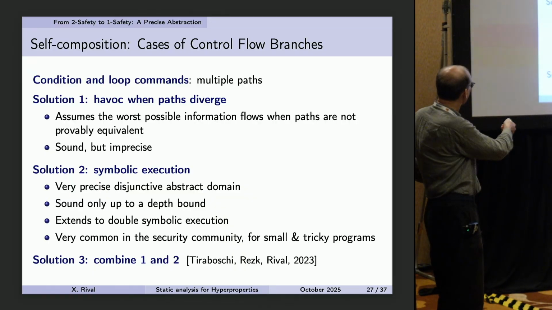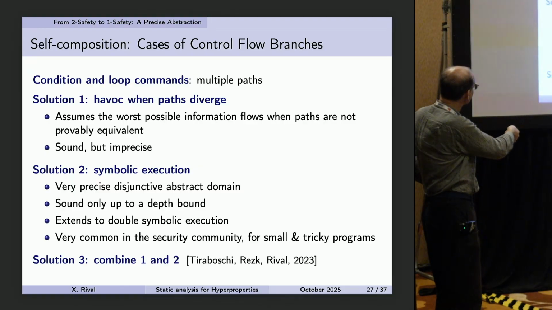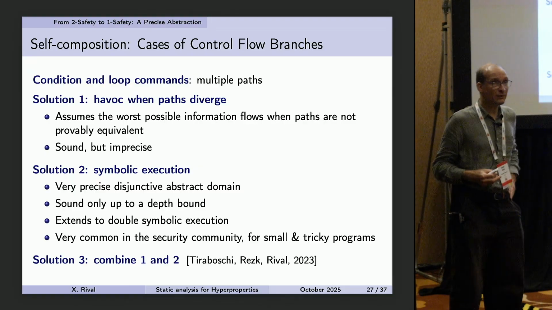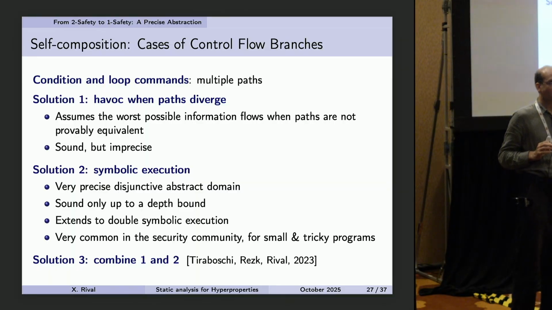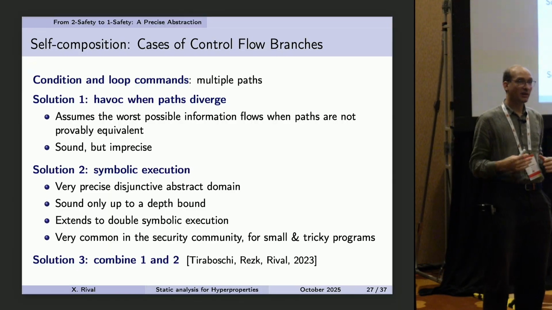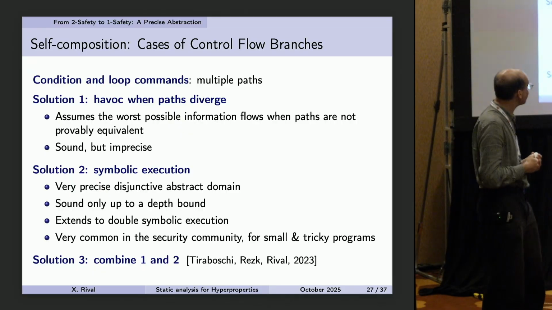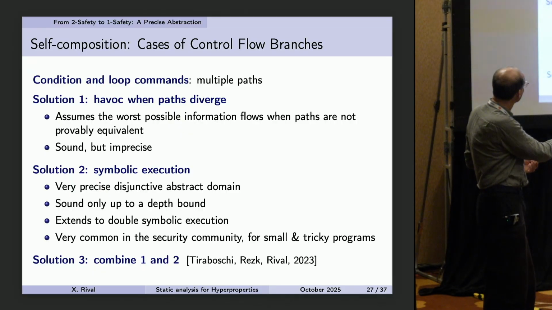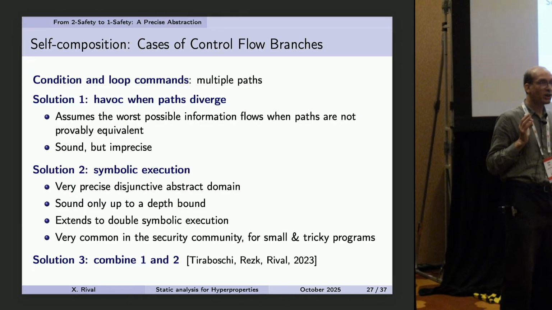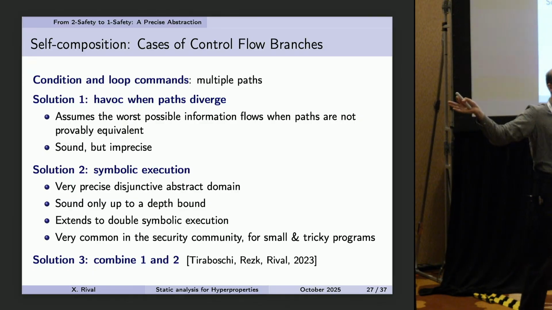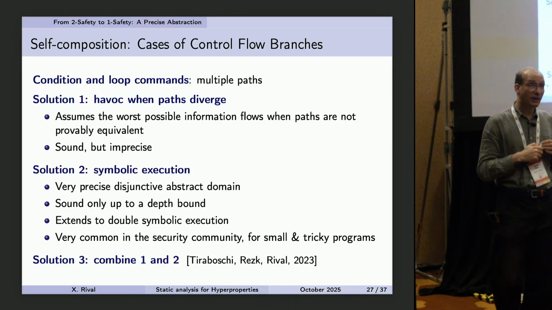So one example is to consider that whenever paths diverge, you halve the state. That is, you just say the prime and non-prime live their life, and you lose many relations. This is easy to implement, but it assumes essentially the worst possible information flow, and we are back to the same issue as we had in the taint analysis. So that's not very good.